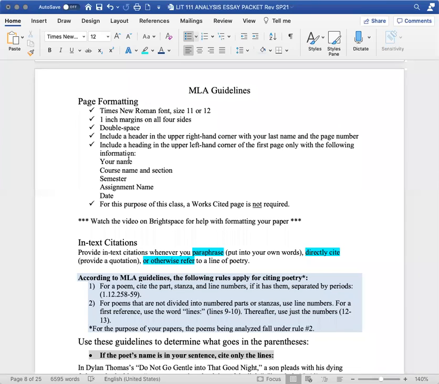Do not put my name. All right. You need your name. You need the course, the semester, the assignment name. So analysis SA1 or analysis SA2, the date, either the date you're turning it in or the due date is fine. And then again, for the purpose of this class, no works cited page. If you don't know how to do this or you're struggling with it, watch my video on Brightspace. There's a YouTube link to how to do it. Okay.